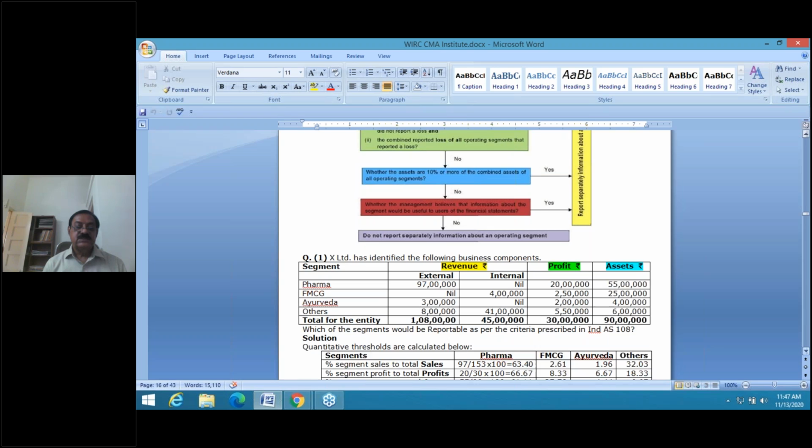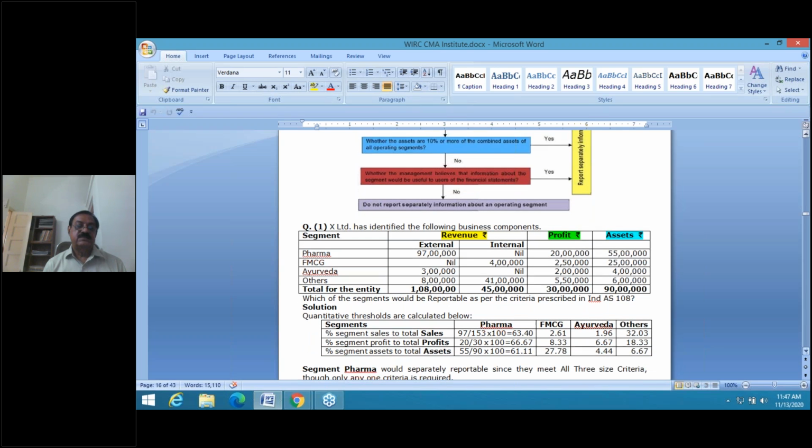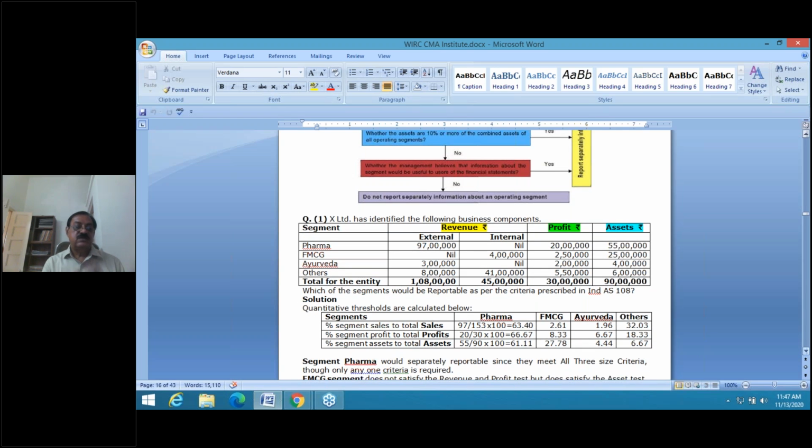Okay. See friends, this one illustration. Revenue, profit and assets of the 4 segments of X Limited are given to you. One is pharma, another is FMCG, third is Ayurveda, and fourth is miscellaneous. Total of the entity's external sales is 1 crore 8 lakhs, internal sales 45 lakhs, but external plus internal together comes to 1 crore 53 lakhs. Profit: each one is making profit. Total profit is 30 lakhs. Assets total 90 lakhs. Now one by one we'll go through.